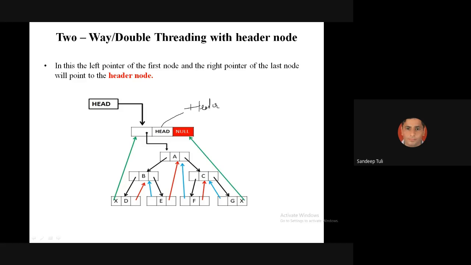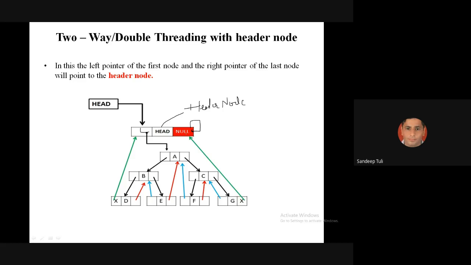What is the structure of this header node? Same as that of the simple nodes. It has three parts: one is the information part, one is the left part, and one is the right part. So you observe that left will always be utilized. We are utilizing the left only, but not the right one. The right one will always be null, or it may always point to itself only, because we are thinking that we will not keep any pointer null. So in this case, it will point to itself. That's it.